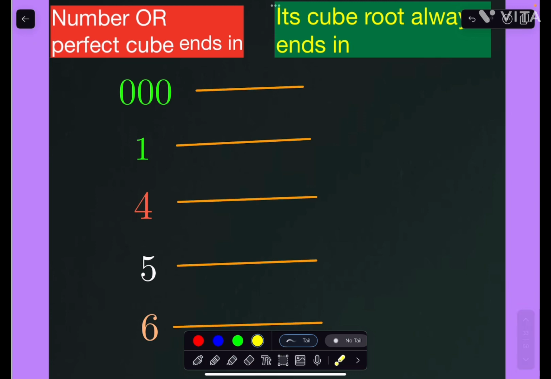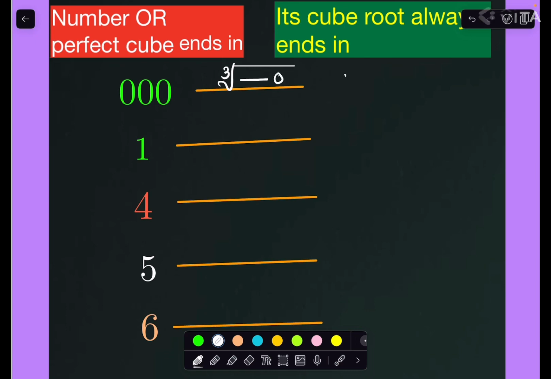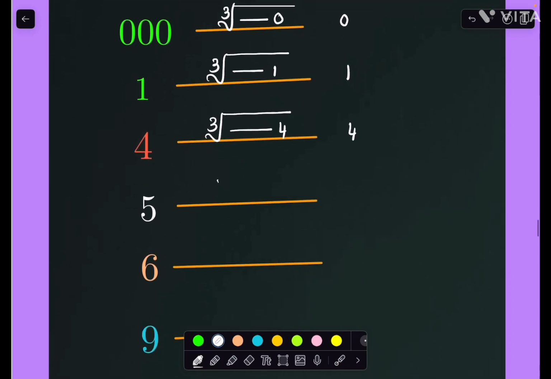The same observation we are writing here. A perfect cube number ends with a multiple of 3 number of zeros, like 3 zeros, 6 zeros. So if a number ends with 0, its cube root ends with 0. If a number ends with 1, its cube root ends with 1. If a number ends in 4, its cube root ends with 4. If a number ends in 5, its cube root ends in 5.